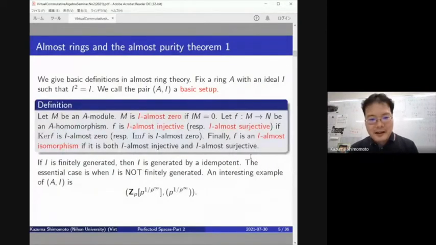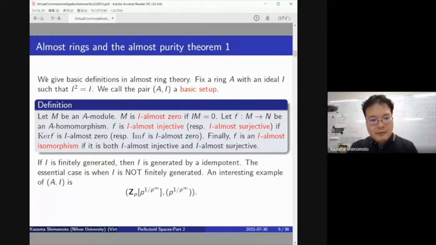Today I'm going to give more concrete information about almost ring theory and perfectoid spaces, and I'm going to pick one specific application to get familiar with perfectoid techniques. You don't have to know many things beforehand. You only need one tool, that is the Frobenius map.